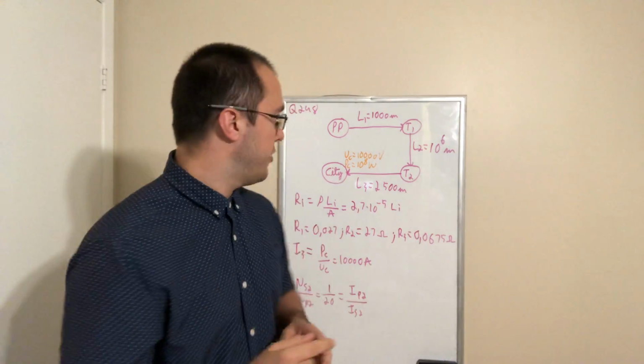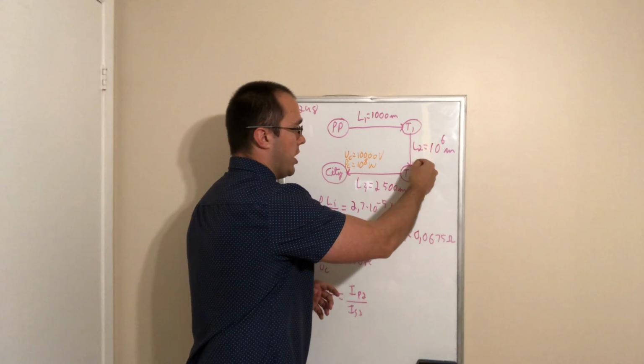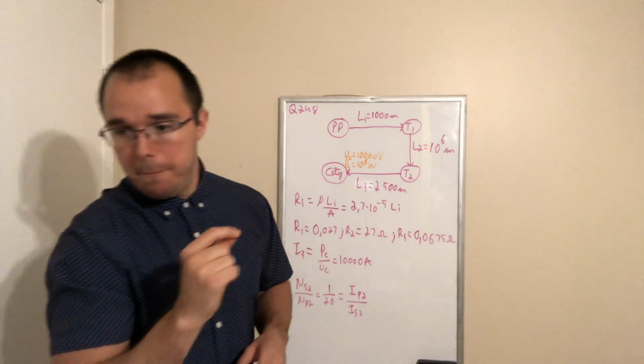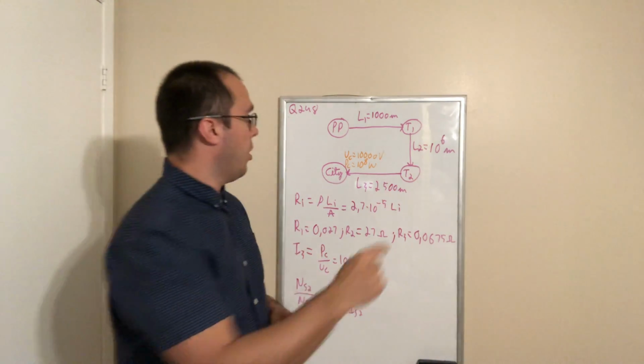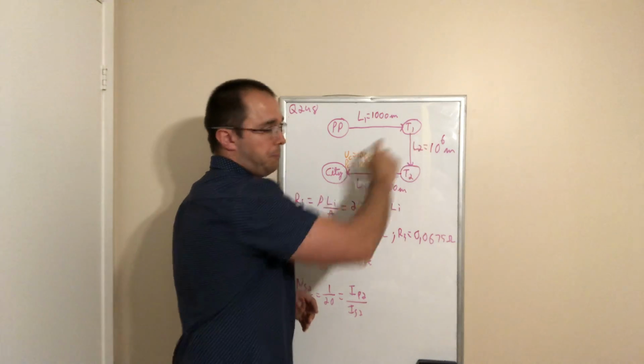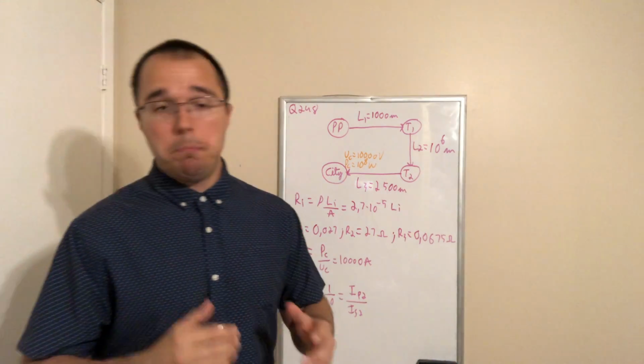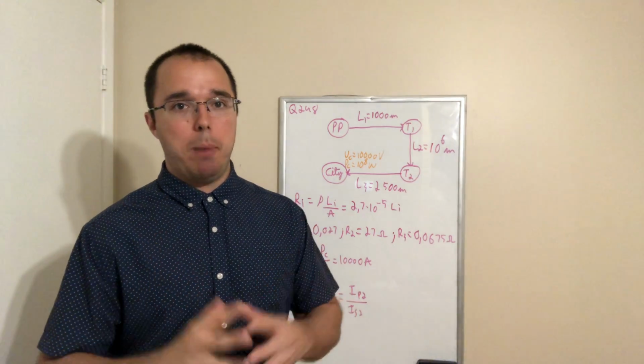So the input voltage of T2 will be the voltage here, the input voltage. B, the output voltage of T1 will be the voltage over here. C, the power being produced by the power plant.